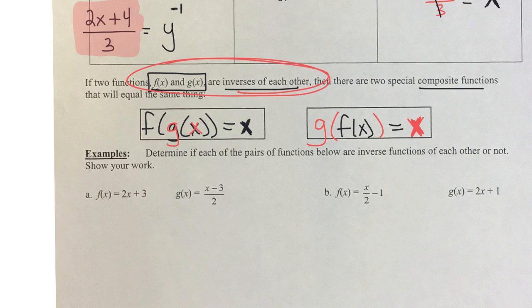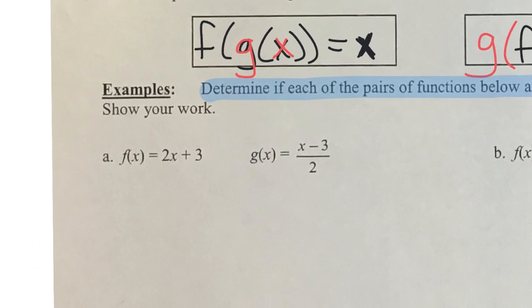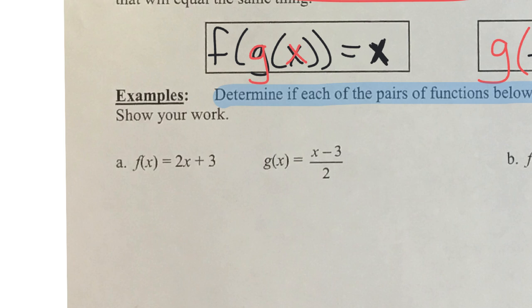That's how we know that two functions are inverses of each other. If, when you compose them, they simplify to just the variable x, that means those two original functions are inverses of each other. So let's see, our next thing says, determine if these are in fact inverses or not. What it's asking us to do is our compositions. So let's do the first one. Let's do f of g of x.